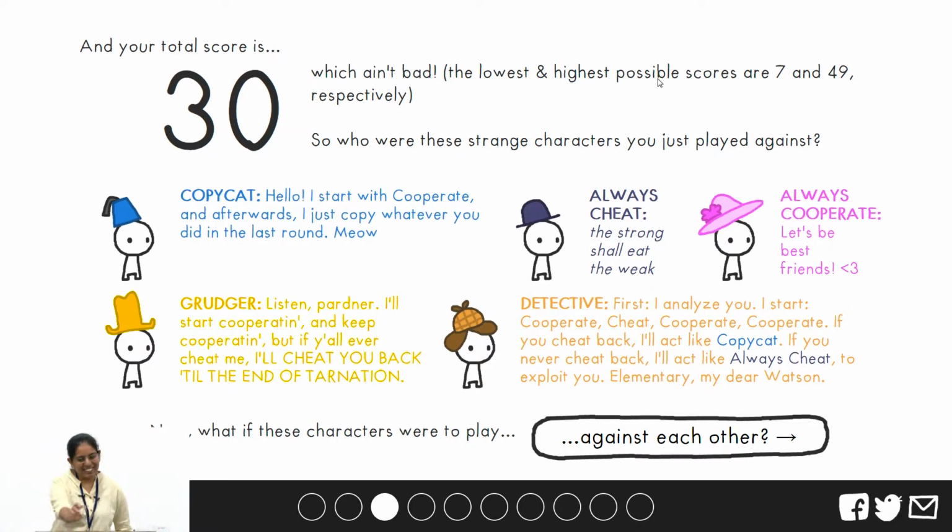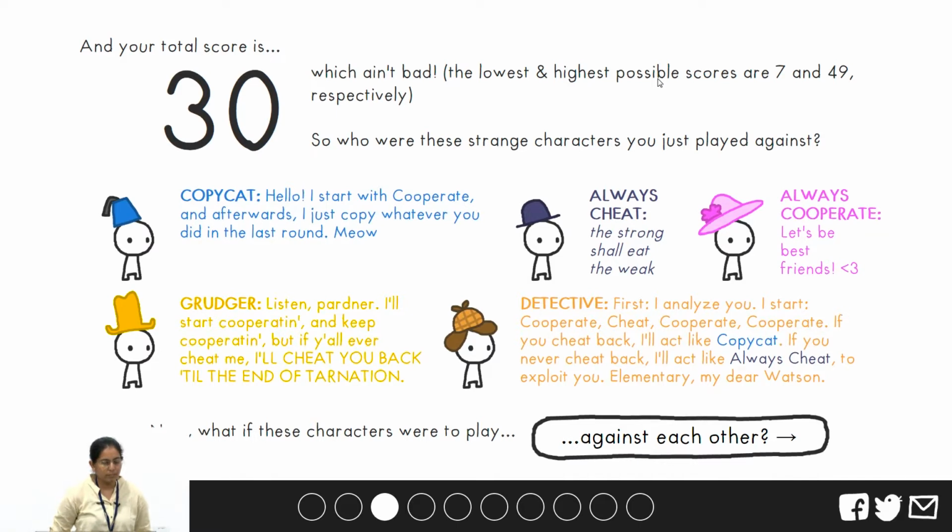So it turns out that all the players that you played with were actually playing according to fixed strategies, and these are the strategies here. The highest possible score was 49, and you scored 30. So I would say that's not bad, especially not knowing who the players are. But you probably caught on with the second and third players who were always cheating and always cooperating. That was their strategy. No matter what you did, the second player would always cheat, and no matter what you did, the third player was always cooperating.